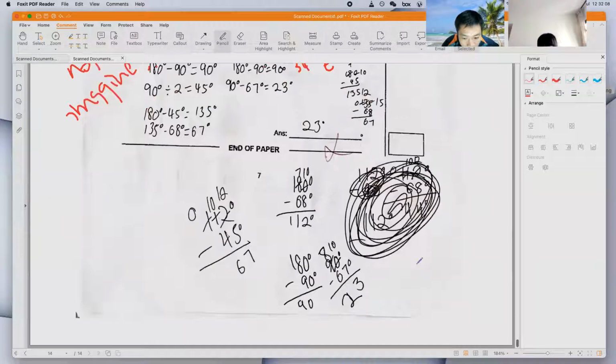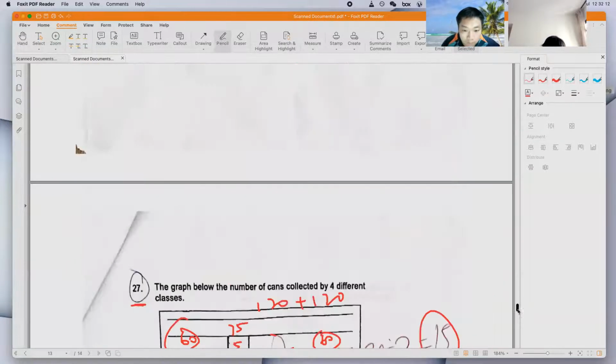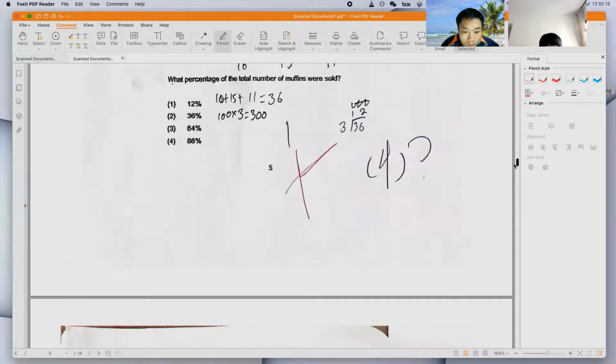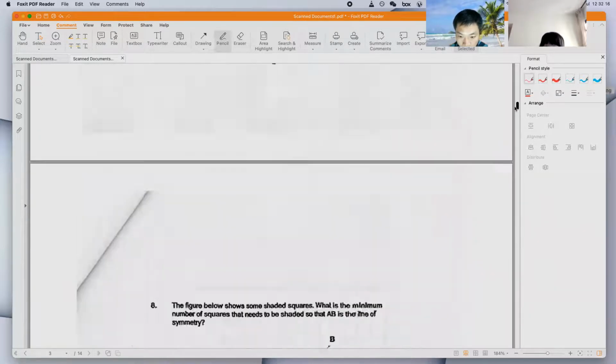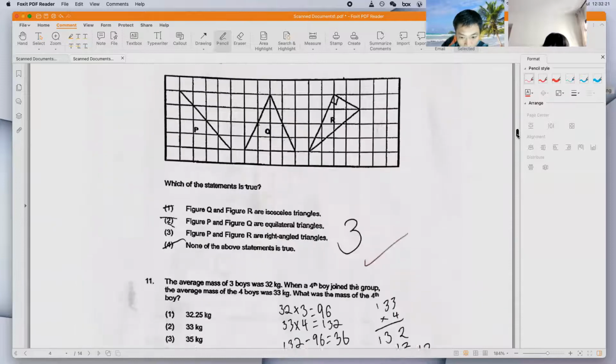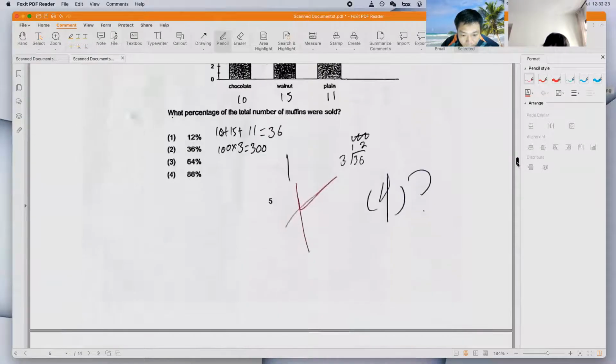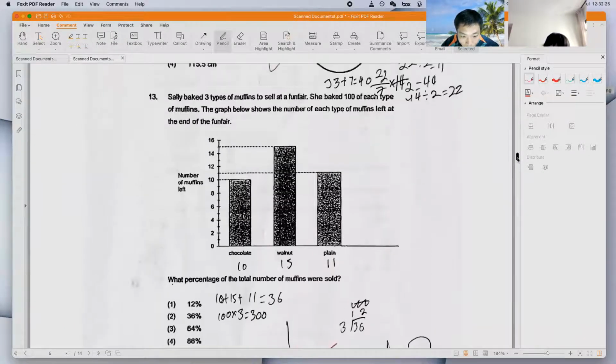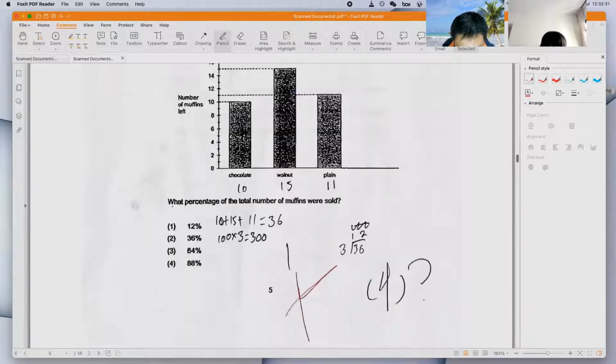Okay, done. This printout. MCQ, let me see. MCQ, no problem, right? MCQ got one question wrong. 13. Let's look at it. Yeah, I know it's wrong. I know it's wrong already. I already wrote down the correct answer.